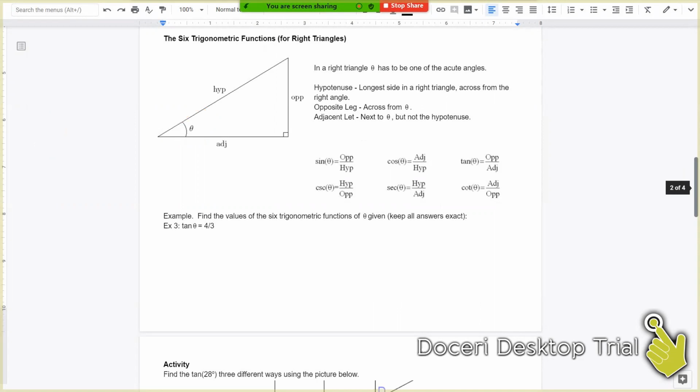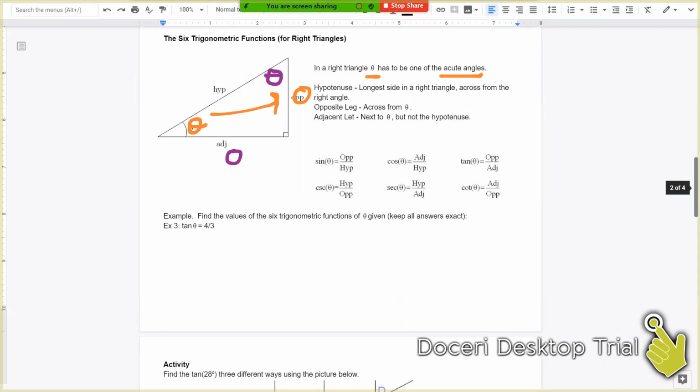So when you're using these definitions, theta has to be one of the acute angles. So it could be this angle or it could be that angle, okay? Now, the hypotenuse is the longest side of a right triangle. It's across from the right angle. The opposite leg is across from theta. So if theta was here, that's the opposite leg, okay? If theta was here, then that's the opposite leg. So that's why it's important to establish what angle we're going to work with first, okay?